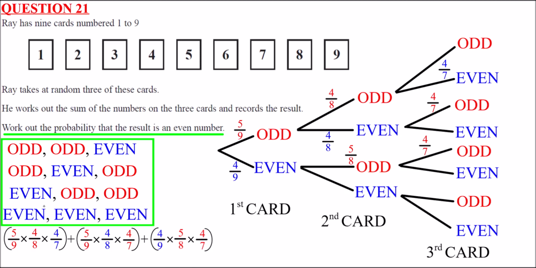And lastly, the chance of being even, then even, then even. Probability of picking an even first is 4/9. So if an even's been picked first, there's then going to be 3 evens out of 8 to choose from for the second picking. Then for the third picking, there'll only be 2 evens left out of a total of 7. So even, even, even, the probability of that is 4/9 times 3/8 times 2/7.